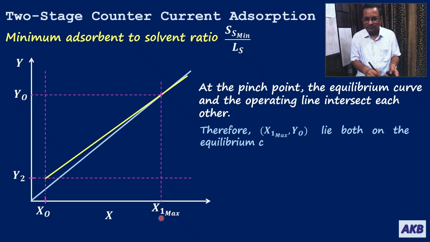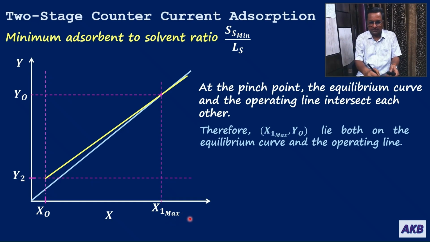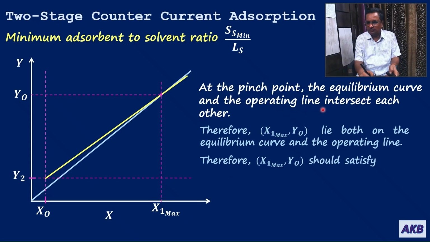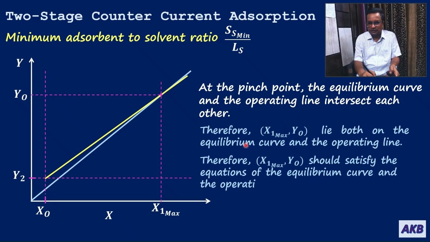And this x1, when the operating line touches the equilibrium curve, the concentration that is obtained is maximum. That is, x1 will be maximum, and I am denoting it as x1 max. So at the pinch point, the equilibrium curve and the operating line intersect each other. Therefore, x1 max and y0, this point, lie both on the equilibrium curve and the operating line.